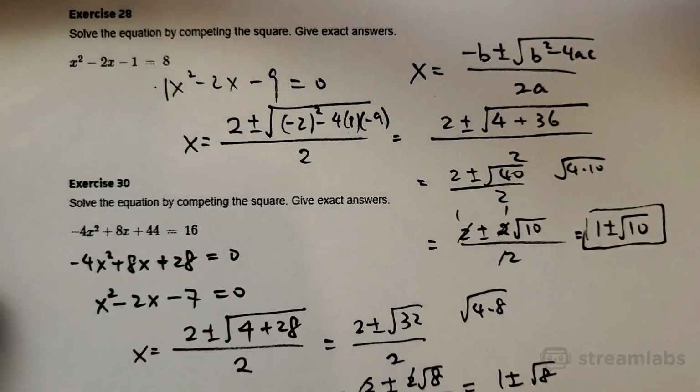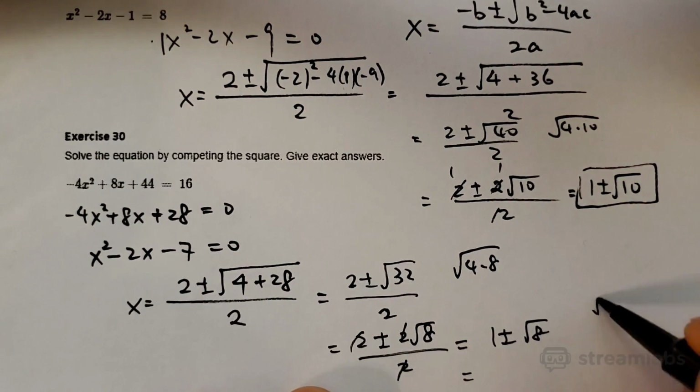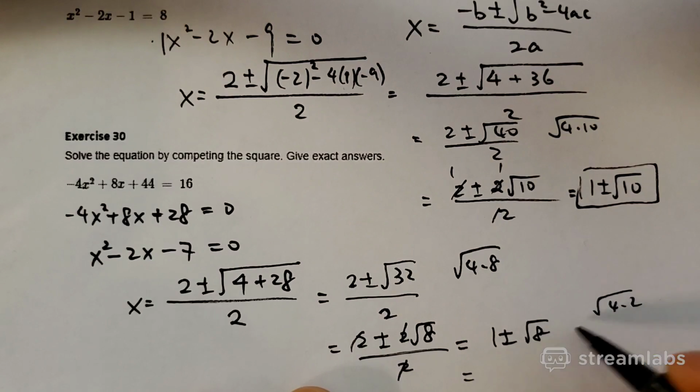Now you can further simplify because 8 is 4 times 2, and then you can do 2 root 2 again.